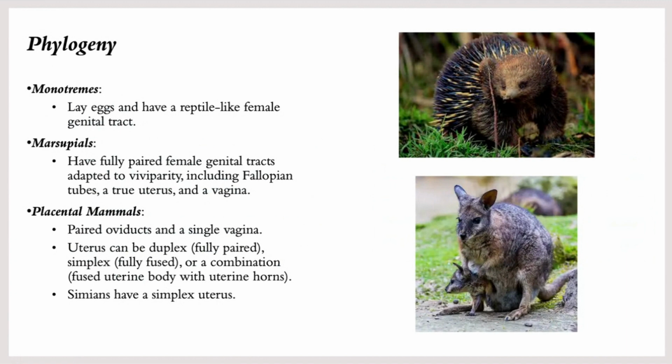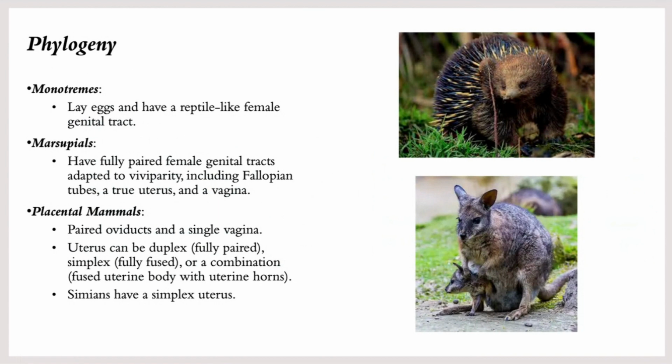Now we have to talk about certain animals. Monotremes are animals like hedgehogs. They lay eggs and they have reptile-like female genital tracts. Then we have marsupials, which are like kangaroos, for example. These marsupials have fully paired female genital tracts, which are adapted for viviparity. Viviparity basically means giving birth to live young, like containing your embryo in the uterus, growing it in the uterus, and then giving birth to live young.